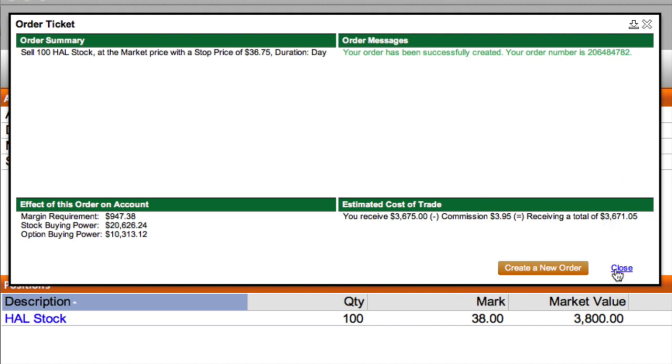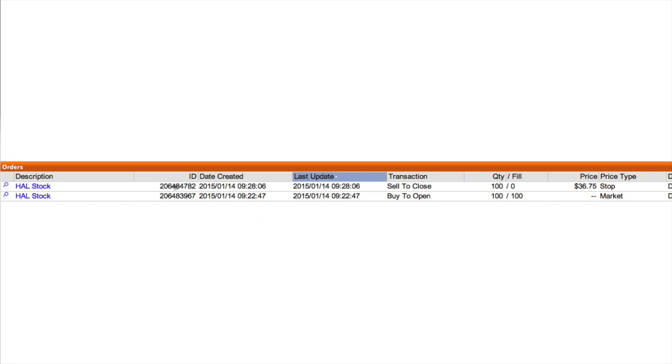Okay, now that we've placed the order, notice what happens. It fills down here in the order form, and this is an open status order. You see Halliburton stock, and if we zoom over here to the right side, we see it's a sell to close. If we keep coming over, you see it's a price of $36.75, and it's a stop with a duration of the day, and that trade is still open.